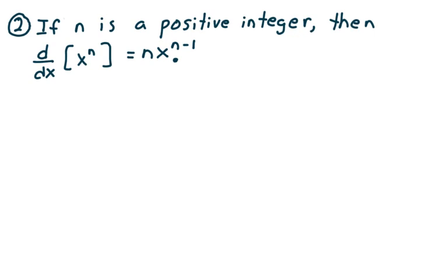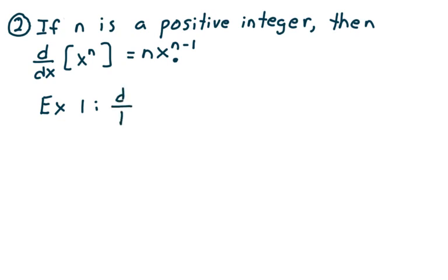In rule number 2, this is the power rule, and it says if n is a positive integer, so in other words, if n is 1, 2, 3, 4, and so forth, then the derivative of x to the n with respect to x is nx to the n minus 1. So in this rule, I just want to take a look at a few examples here.